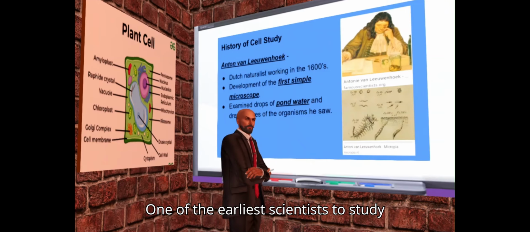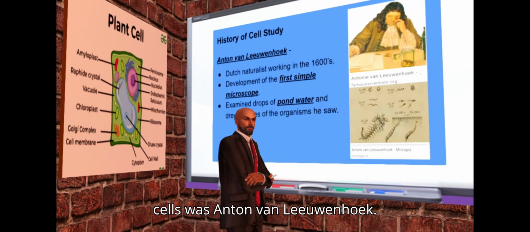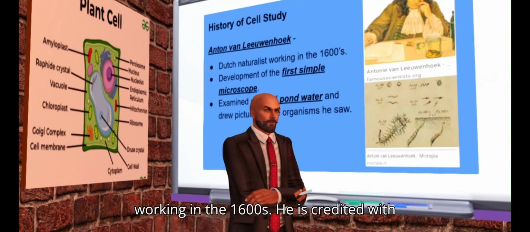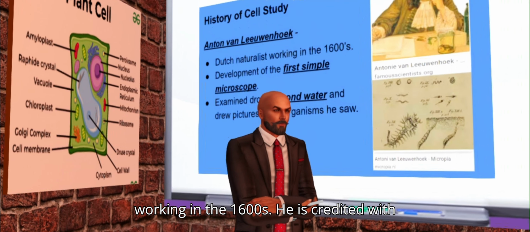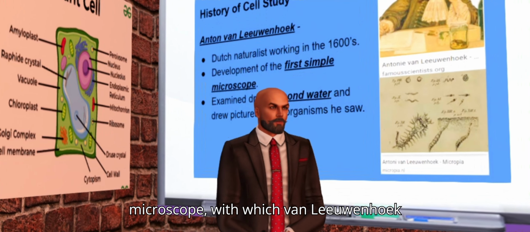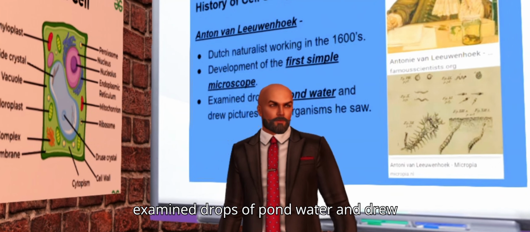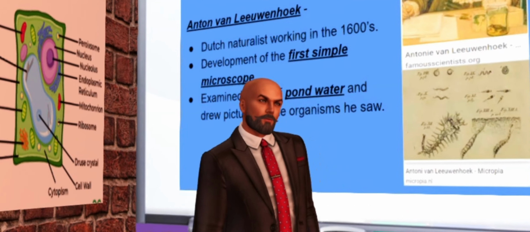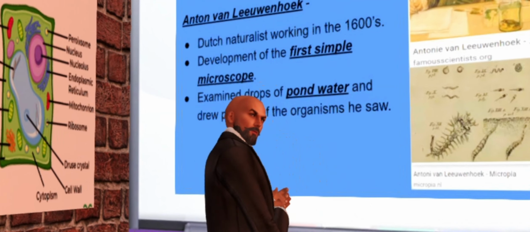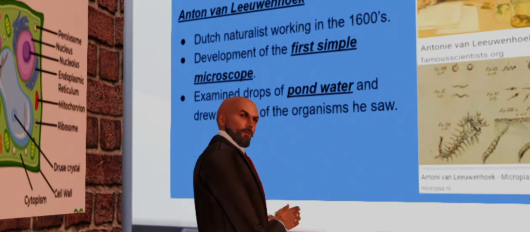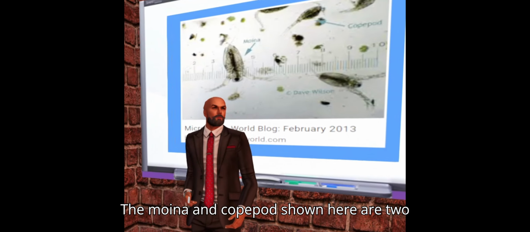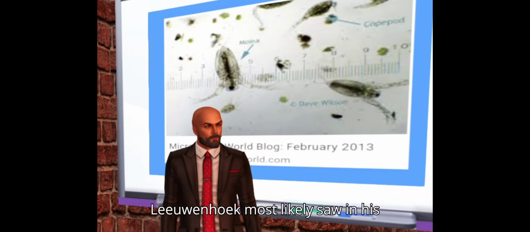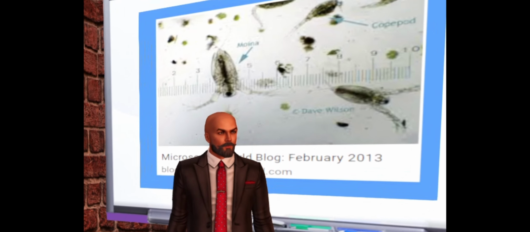One of the earliest scientists to study cells was Anton van Leeuwenhoek. Leeuwenhoek was a Dutch naturalist working in the 1600s. He is credited with the development of the first simple microscope, with which van Leeuwenhoek examined drops of pond water and drew pictures of the organisms he saw. The moina and copepod shown here are two of the tiny water organisms that van Leeuwenhoek most likely saw in his observations.